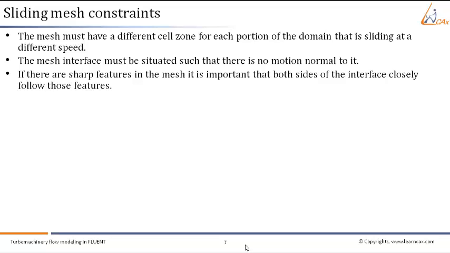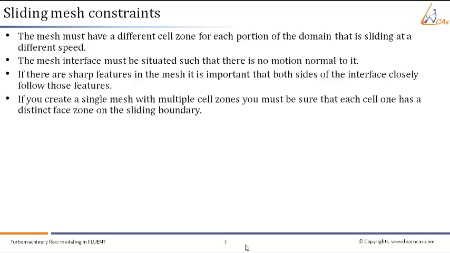If there are sharp features in the mesh, it is important that both sides of the interface closely follow these features. If you create a single mesh with multiple cell zones, you must be sure that each cell zone has a distinct phase zone on the sliding boundary. The phase zone of two adjacent cell zones will have the same position and shape, but one will correspond to one cell zone and one to the other.